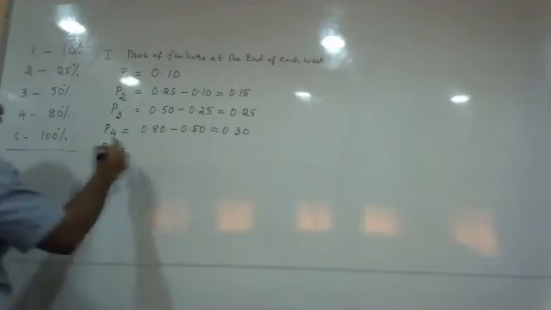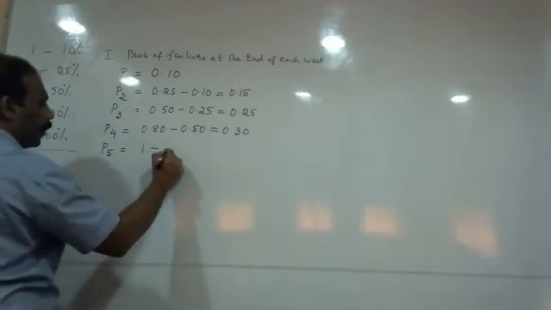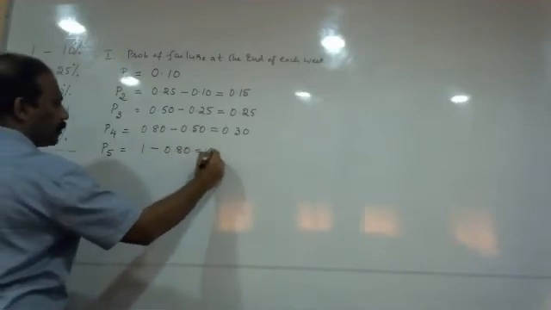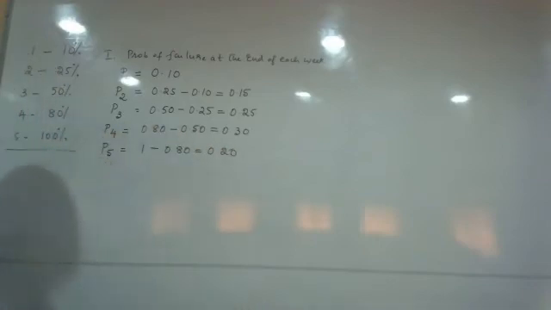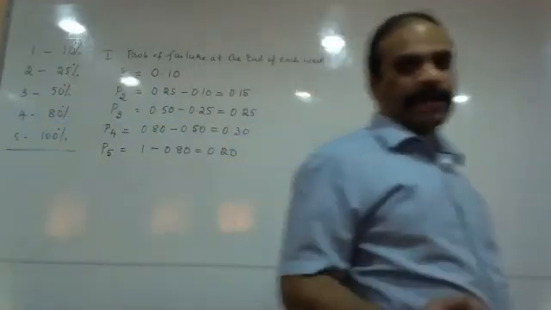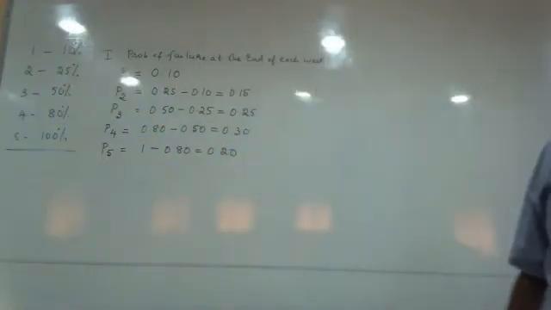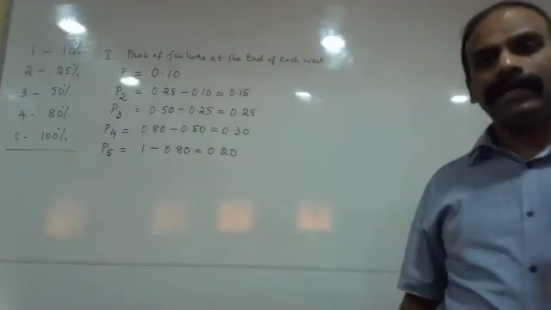So P5, so 100% ಅಂದ್ರೆ 1 ಆಗುತ್ತೆ. 1 minus 0.80 which comes to 0.20. Now I have clearly distinguished or calculated exactly what percentage of bulbs are failing at each week.